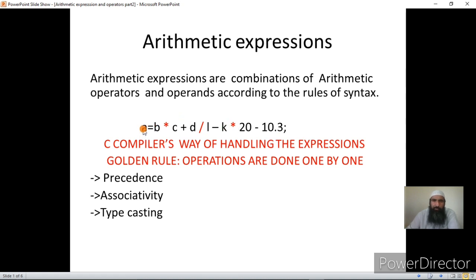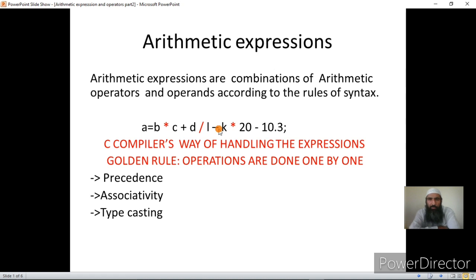This is an assignment statement where I am assigning the value of the arithmetic expression that will be computed into A. Now this arithmetic expression consists of operands that are variables p, c, d, l, k and constants 20 and 10.3, and operators like the multiplication operator, addition operator, division operator and subtraction operator.